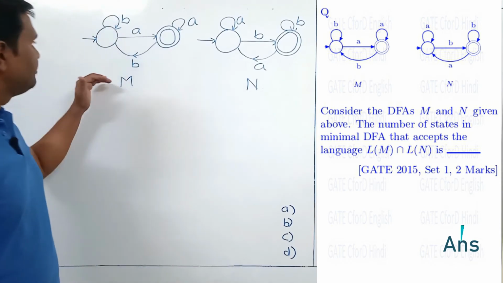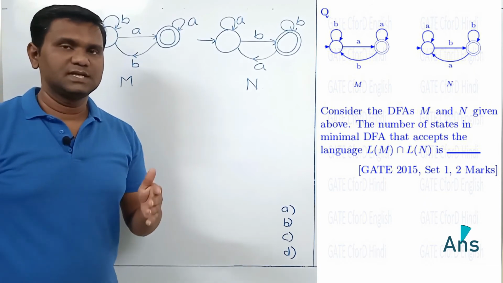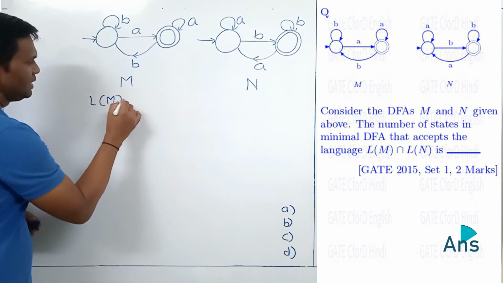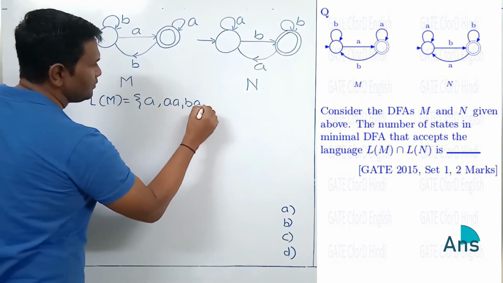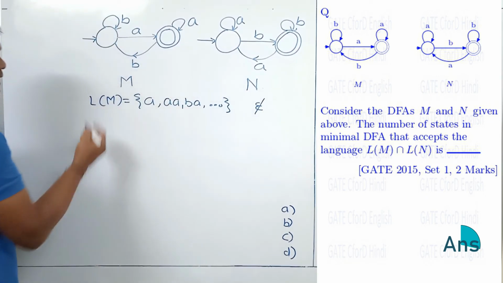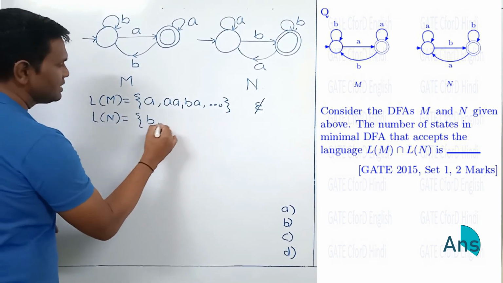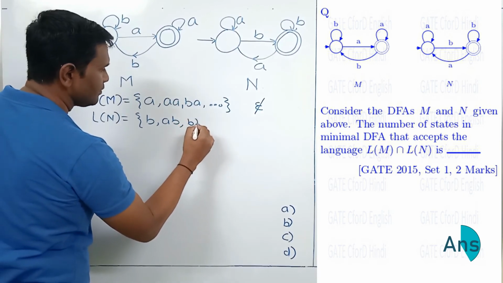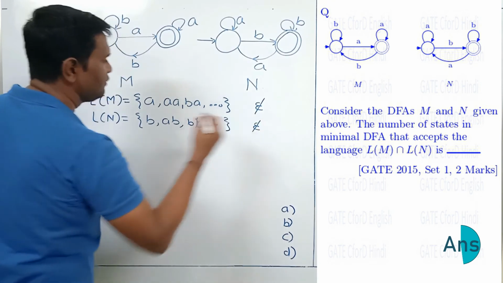Now if you observe DFA M, then DFA M accepts all strings ending with A. It rejects all strings not ending with A. So if we consider the language of DFA M, it accepts all strings ending with A. Now you should note that epsilon is not part of the language of M. Similarly, DFA N accepts all strings ending with B. Here also epsilon is not part of the language.